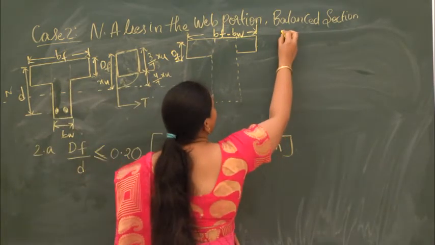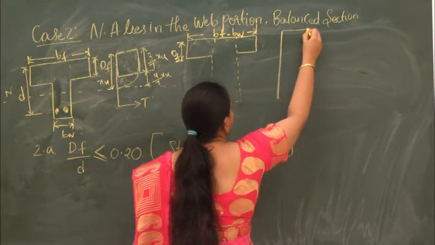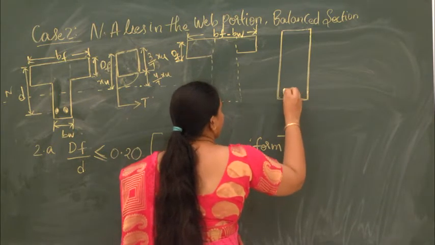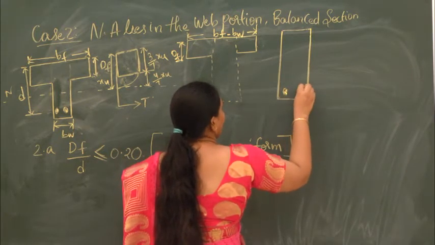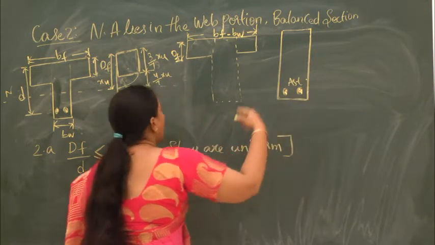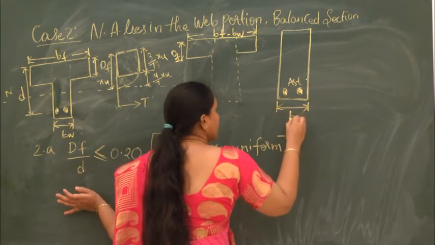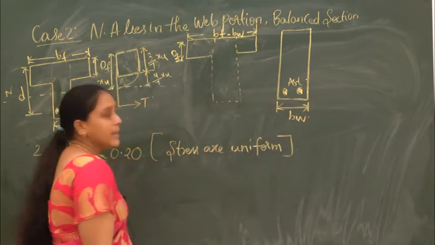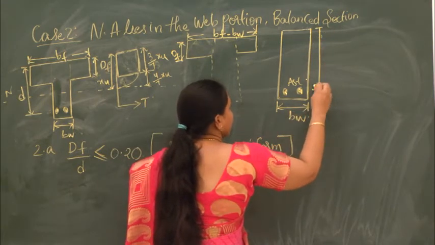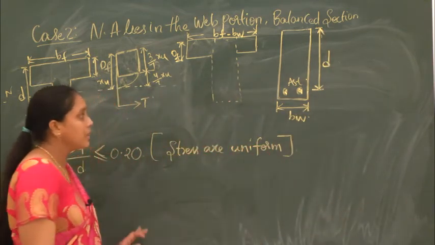So let me draw this particular rectangular portion here. So we are going to have the reinforcement here, that is AST. So what will be here? This is nothing but the breadth of the web, which is BW, and the distance from here to the center of the reinforcement is going to be the effective depth.